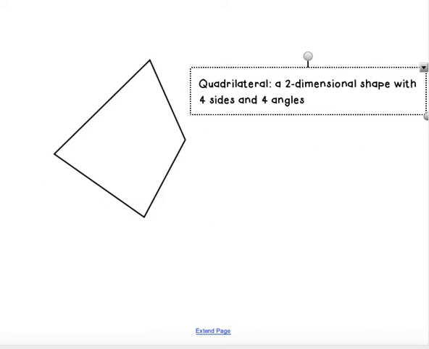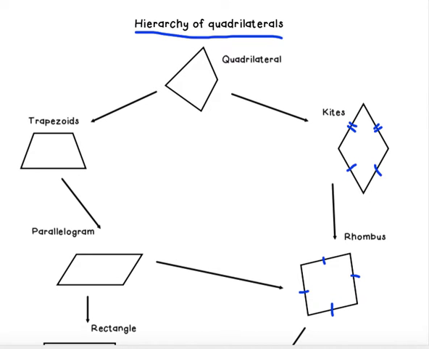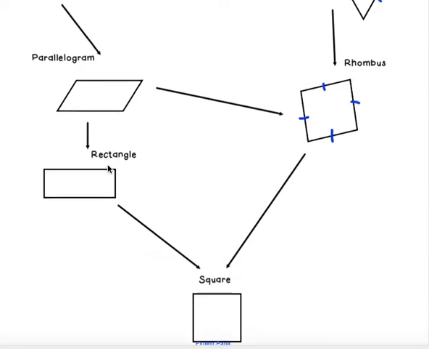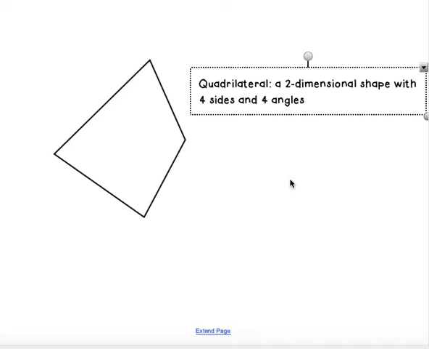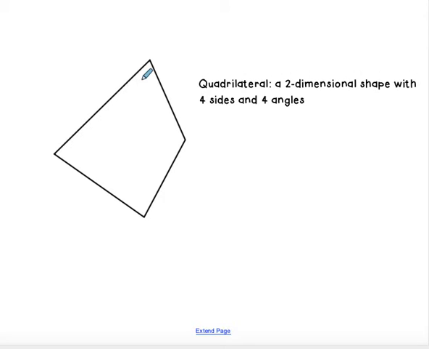So first we have quadrilaterals. Okay, so this is going to be like the top of our hierarchy. And what I'll do is I'll come down here and I'll show you this picture. Okay, this is what our hierarchy looks like. And we're going to talk about how that is made and why it is what it is. But the first thing we need to determine is what a quadrilateral is. So it's a two-dimensional shape with four sides and four angles. So any shape that has four sides and four angles fits into our quadrilateral category.